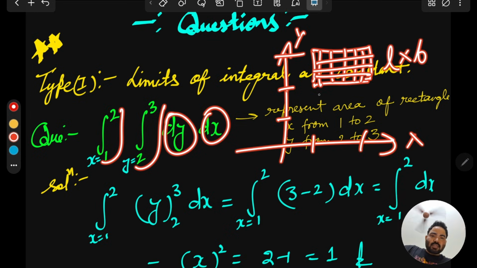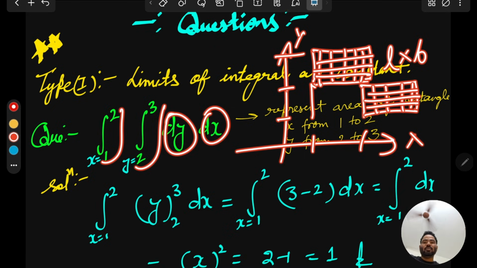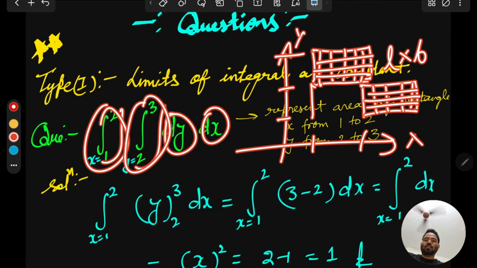And if I just make the changes in this rectangle, instead of this I just say to you y is moving 1 to 2 and x is moving 2 to 3. X is moving 2 to 3, that means somewhere here. So still your area will be same. So the meaning of that, if limits are constant, then it will not make any changes in your final answer, because area is always constant.